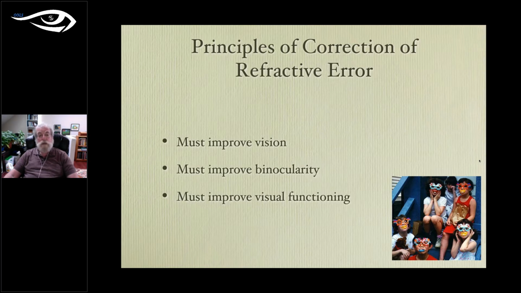For me, in order to provide correction for refractive error, I need to do at least one of 3 things. That correction needs to either improve vision, or improve binocularity, or improve visual functioning. I think it's nice and simple. If you can't justify giving a pair of glasses or contact lenses based upon those 3 very basic concepts, then I think refractive correction is not necessary for that patient.